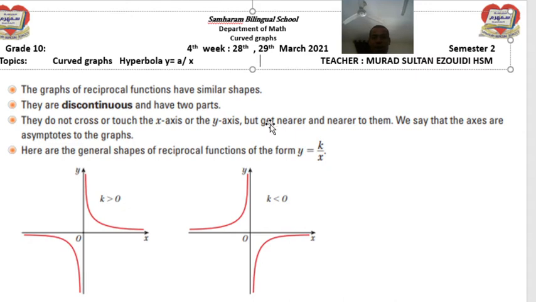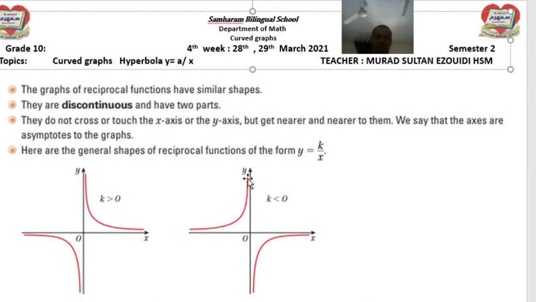Then the curve gets nearer and nearer to the x-axis and to the y-axis, but never touches them. So we say that the axes are asymptotes to the graph. As the curve gets nearer and nearer to the y-axis and x-axis and never touches them, the y-axis and the x-axis are called asymptotes. This is when k is positive; now when k is negative.